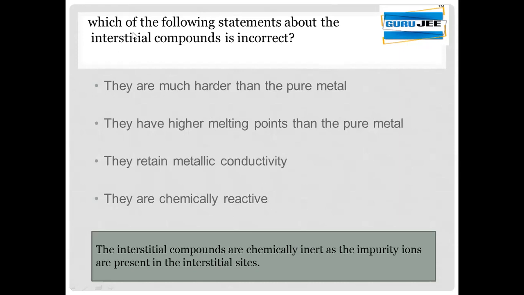Okay, you don't need to copy down this question, just note this box only. The interstitial compounds are chemically inert because the impurity ions are present in interstitial sites. You just need to copy down this box only. Have you completed? Can I move on to the next question? Yes, ma'am.